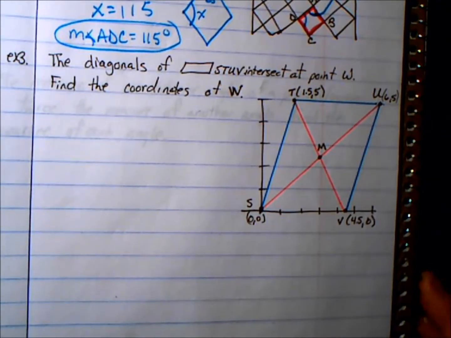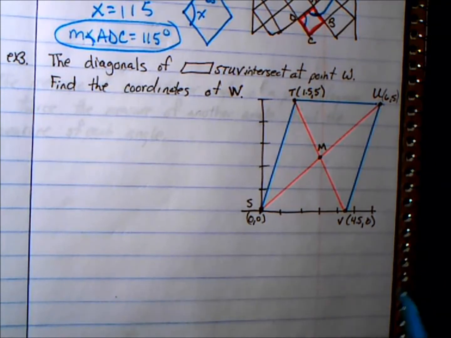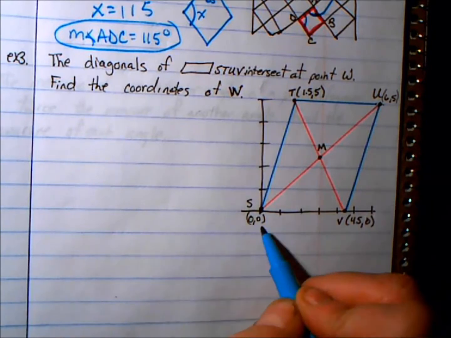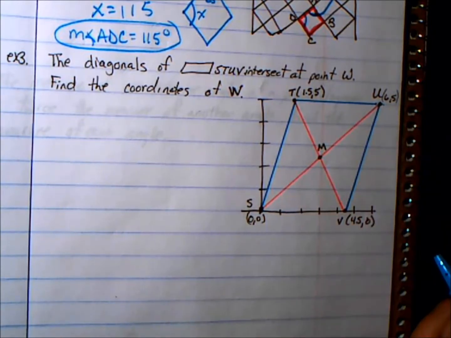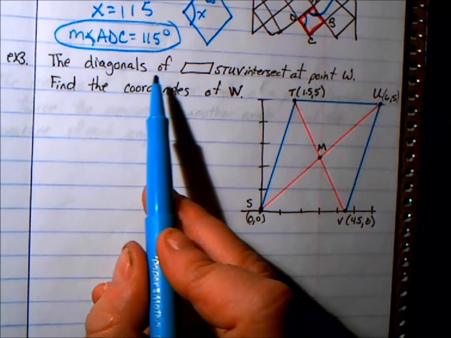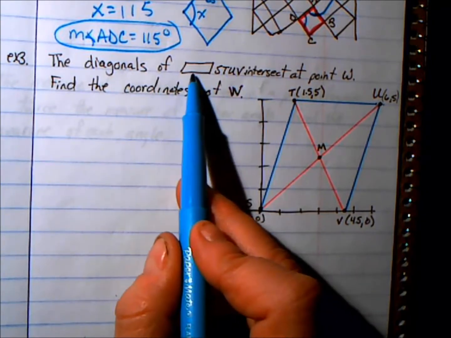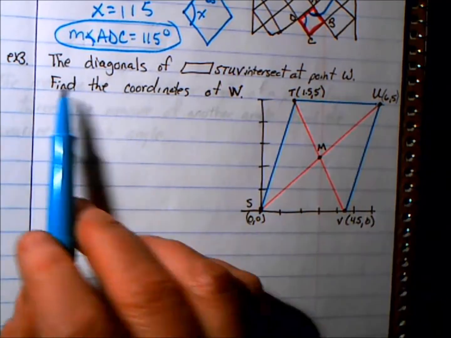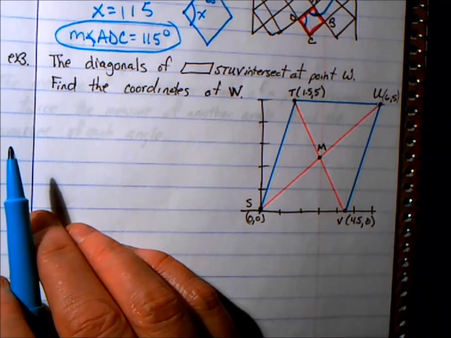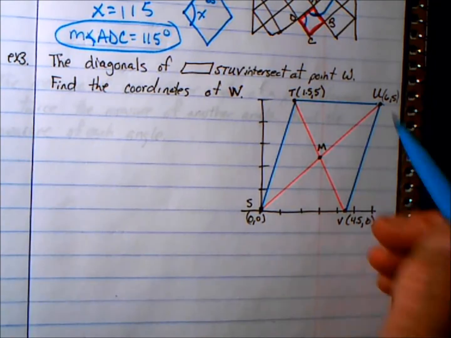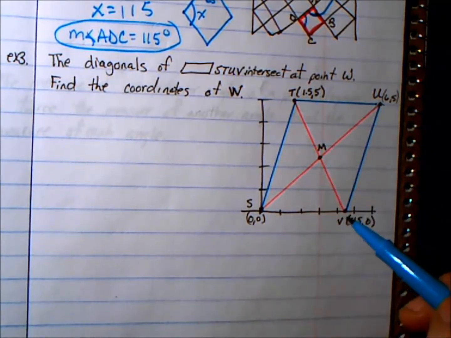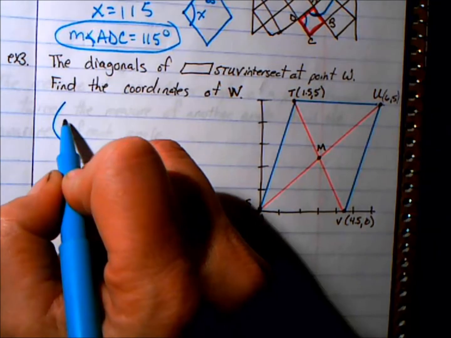Okay. On example 3, they gave us a coordinate grid here, so I tried to draw it as best as possible, but I also put the coordinates on here to help you draw it. But they're saying the diagonals of this parallelogram, and that's the symbol for a parallelogram, by the way, intersect at the point W. They want to find the coordinates of W. Now, one way that is straightforward, in case your graph is all messed up, is to find the midpoint formula of TV or of SU. So that's what I'm going to reference for this one.